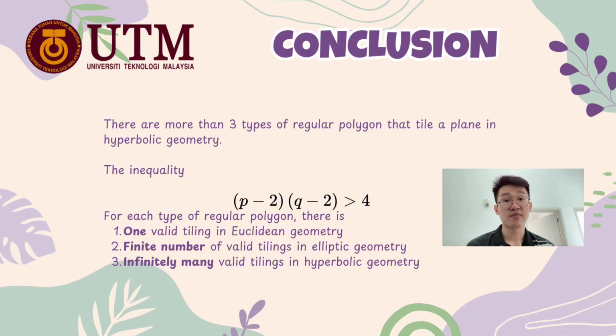And in hyperbolic geometry, we found that there can be infinitely many valid tilings. Hence, this shows that there are actually a lot of interesting properties in non-Euclidean geometry, and we should all study more about it.